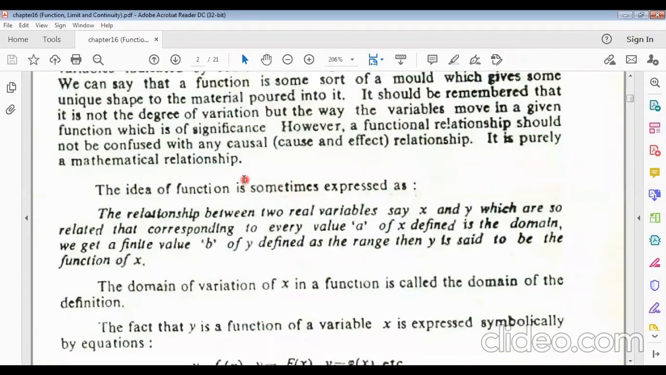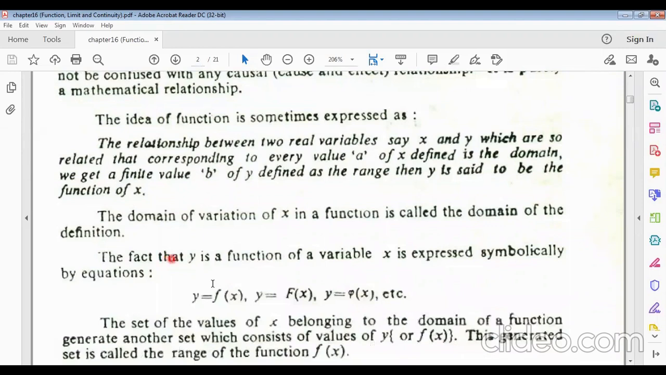So the idea of the function is sometimes expressed as the relation between two real variables, say x and y, which are so related that corresponding to every value of x defined as the domain, we get a finite value of y defined as the range, and y is said to be the function of x. Okay, suppose y equals f of x. This is actually the mathematical representation of function. For every value of x, we will get another value of y. That means x is input and y is output.